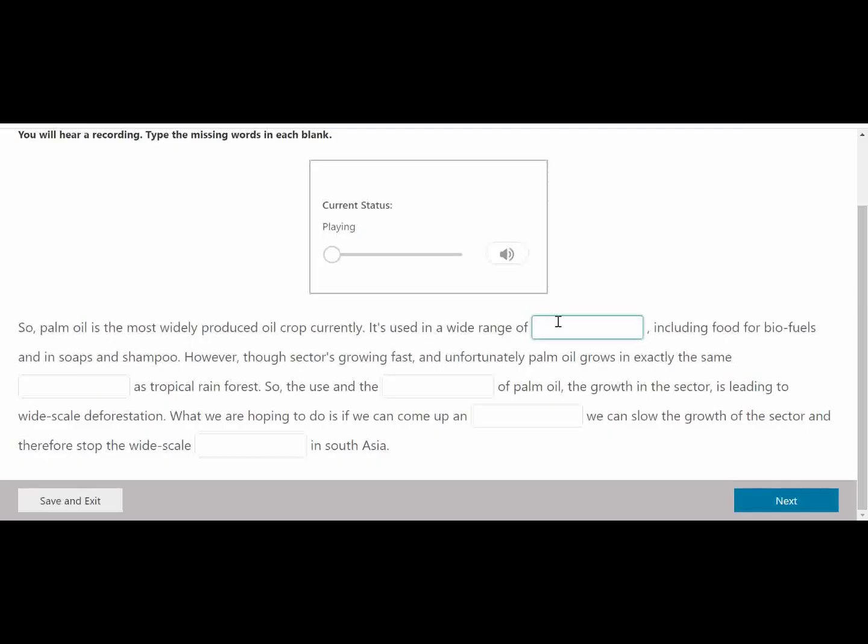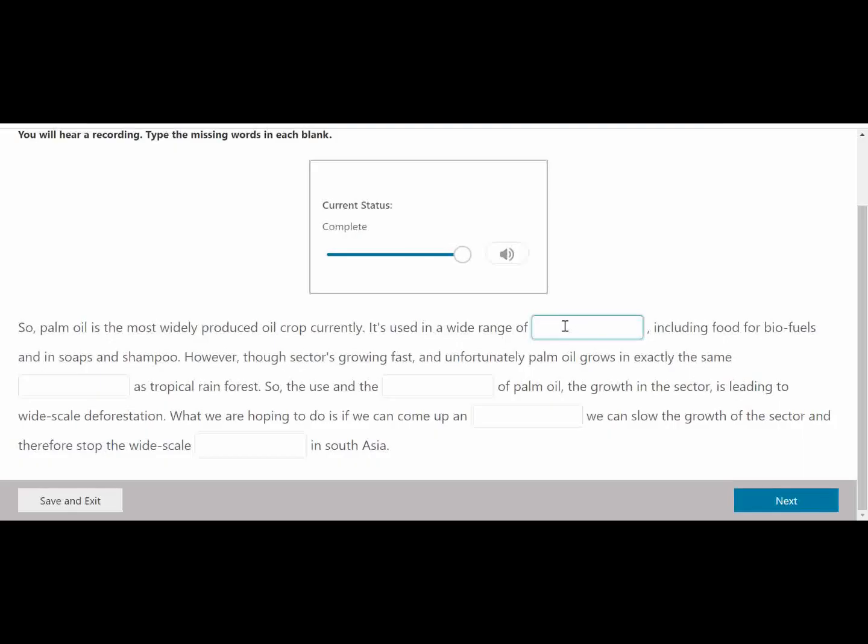So, palm oil is the most widely produced oil crop currently. It's used in a wide range of industries, including food, biofuels, and in soaps and shampoo. However, those sectors are growing fast, and unfortunately palm oil grows in exactly the same environment as tropical rainforest. So, the use and the development of palm oil, the growth in the sector, is leading to wide-scale deforestation. What we are hoping to do is if we can come up with an alternative, we can slow the growth of the sector and therefore stop the wide-scale deforestation in South Asia.